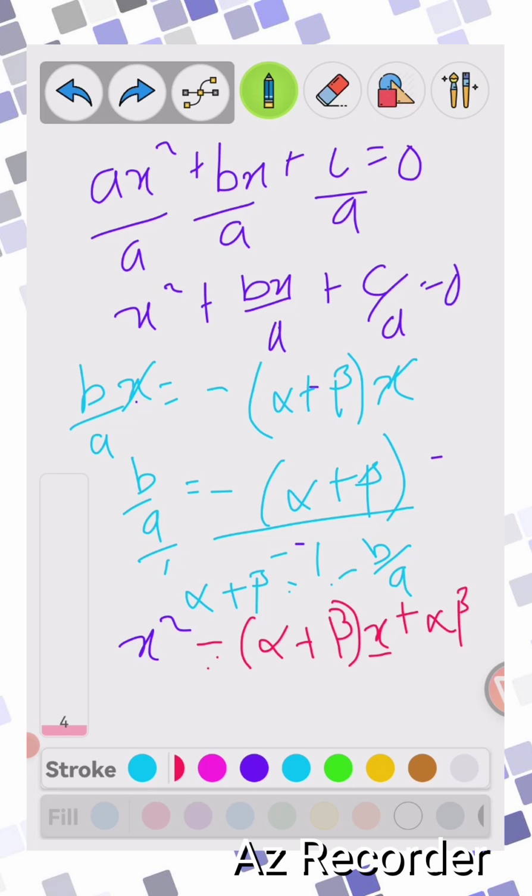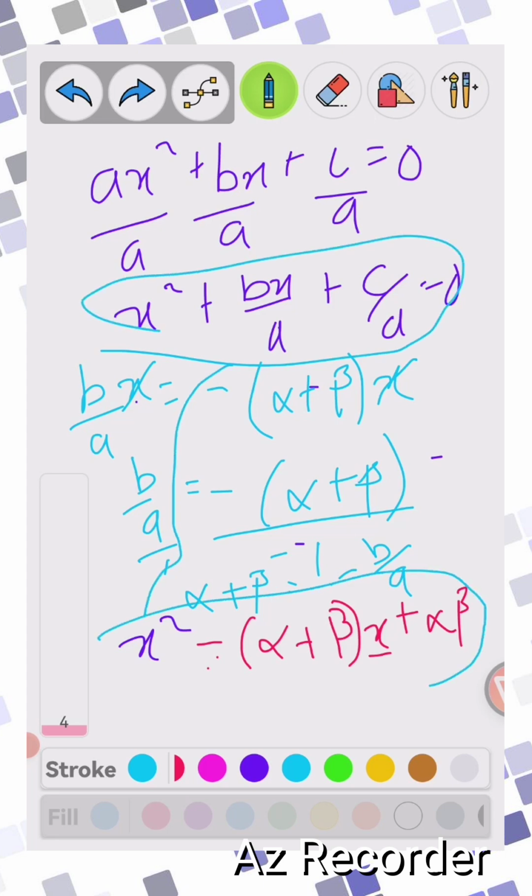So we can conclude to say the sum of your two roots is equal to negative b over a. So if you add your two roots, your answer should give you negative b over a in order for this expression here to be the same as that expression there.